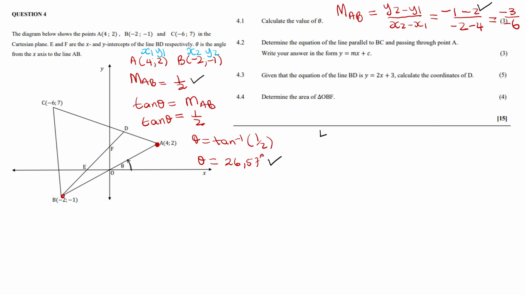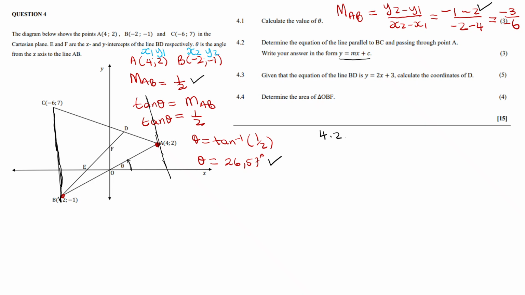On 4.2, they say determine the equation of the line that is parallel to BC passing through A. So what they are trying to say is that if this line here is my BC, I need to create a line that is parallel to that BC, and the line should pass through point A. This is the equation that they want us to find. We need to write our answer in the form y equals mx plus c.